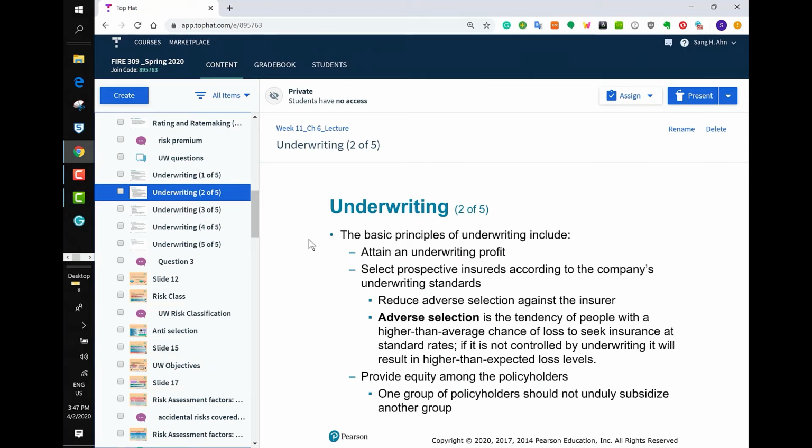The second principle is to select prospective risks according to the company's underwriting standard. This means the underwriters should select only those insureds whose actual loss experience is not likely to exceed the loss experience assumed in the rating structure. For example, a property insurer may wish to insure only high-grade factories and expect that its actual loss experience will be well below average. The purpose of the underwriting standard is to reduce adverse selection against the insurer.